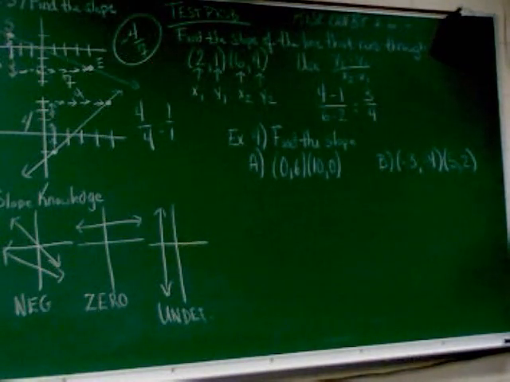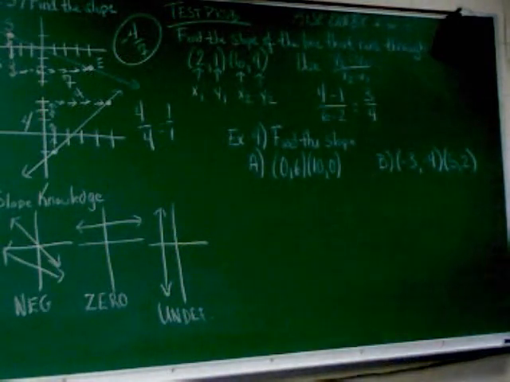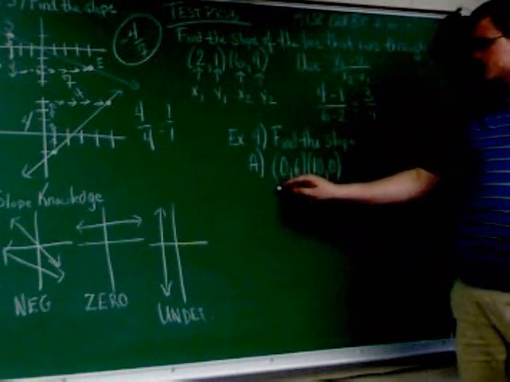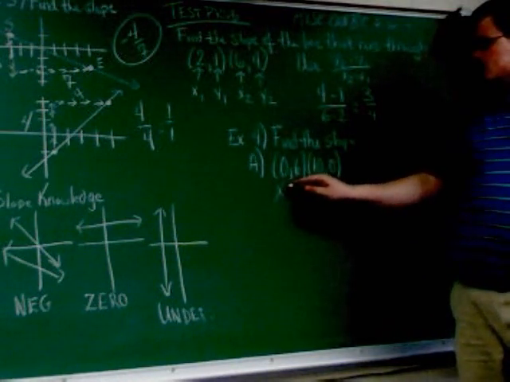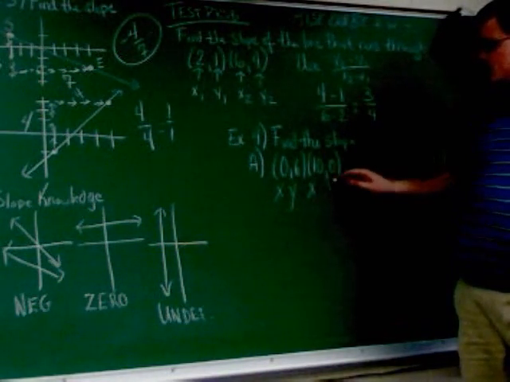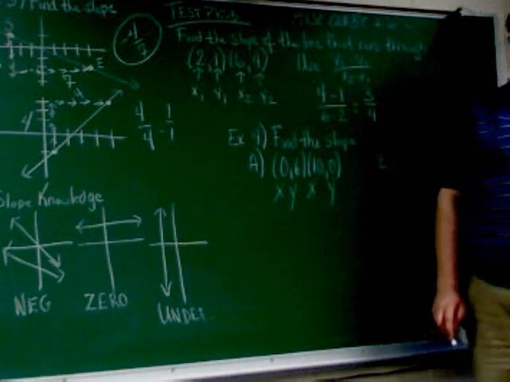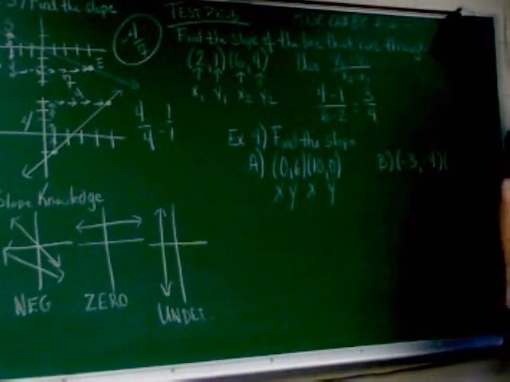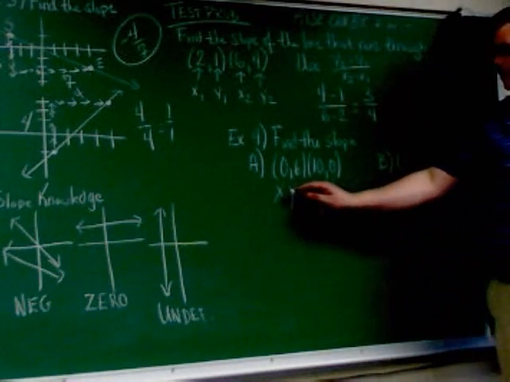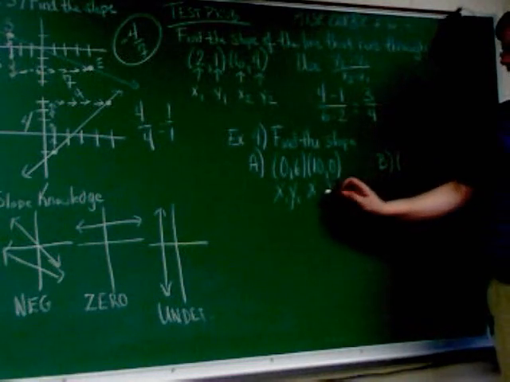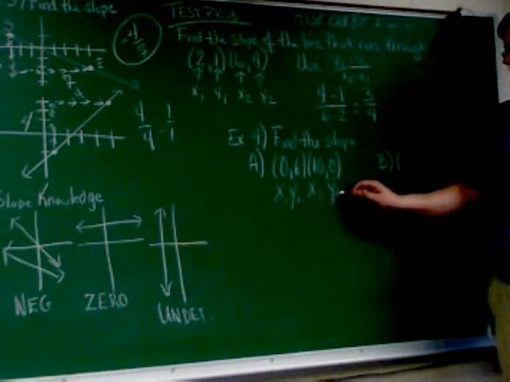Okay, so let's try 4a here. We're supposed to find the slope. Again, remember, points always go x, comma, y. So 0 is an x, 6 is a y, 10 is an x, 0 is a y. Then we just have to fill in the 1s and the 2s. Again, 1s come from the first set of numbers, so x1 and y1. 2s come from the second set of numbers, x2 and y2.